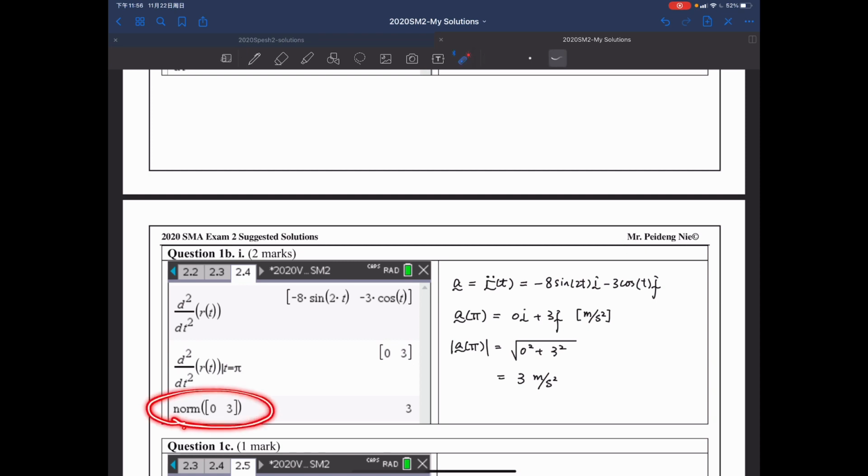This is how handy our CAS calculators could be. So make sure you realize this little button here, this little command, norm. Norm means you are finding the length of a specific vector or finding the magnitude of a matrix.